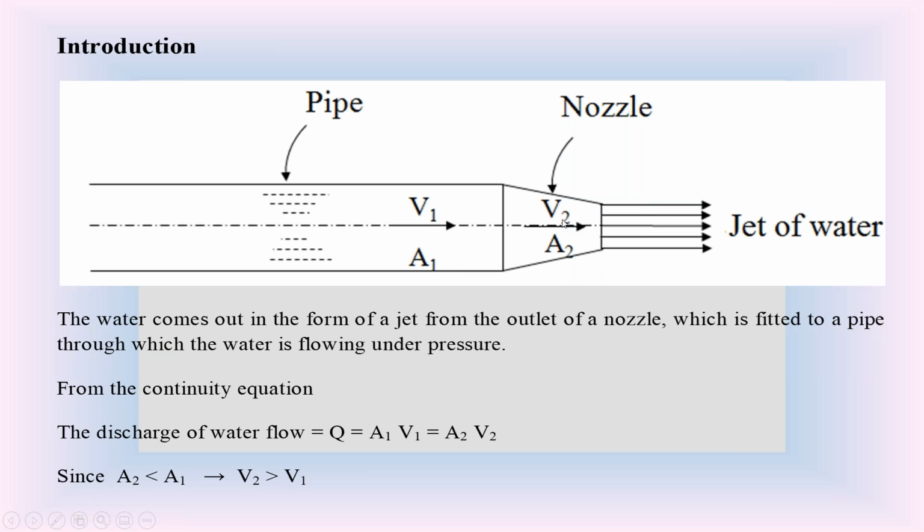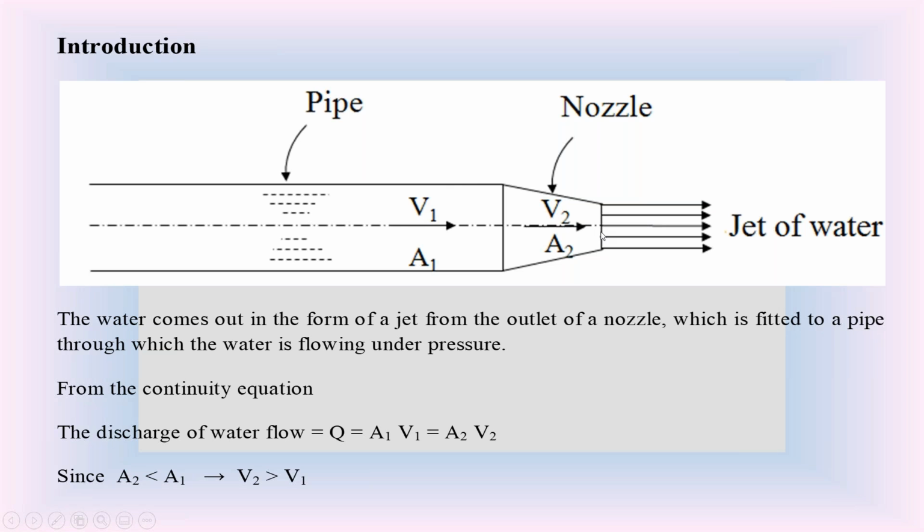Check the areas at the end of the nozzle and also in the pipe. In the pipe, the area of water flow A1 is larger than the area of water flow A2 at the end of the pipe. According to continuity equation, the discharge of water flow Q is equal to A1 V1, that is also equal to A2 V2. But here the area A2 is less than the area A1. So at the end of this nozzle, the water jet is coming out with a large velocity V2 when compared to the velocity V1 in the pipe.